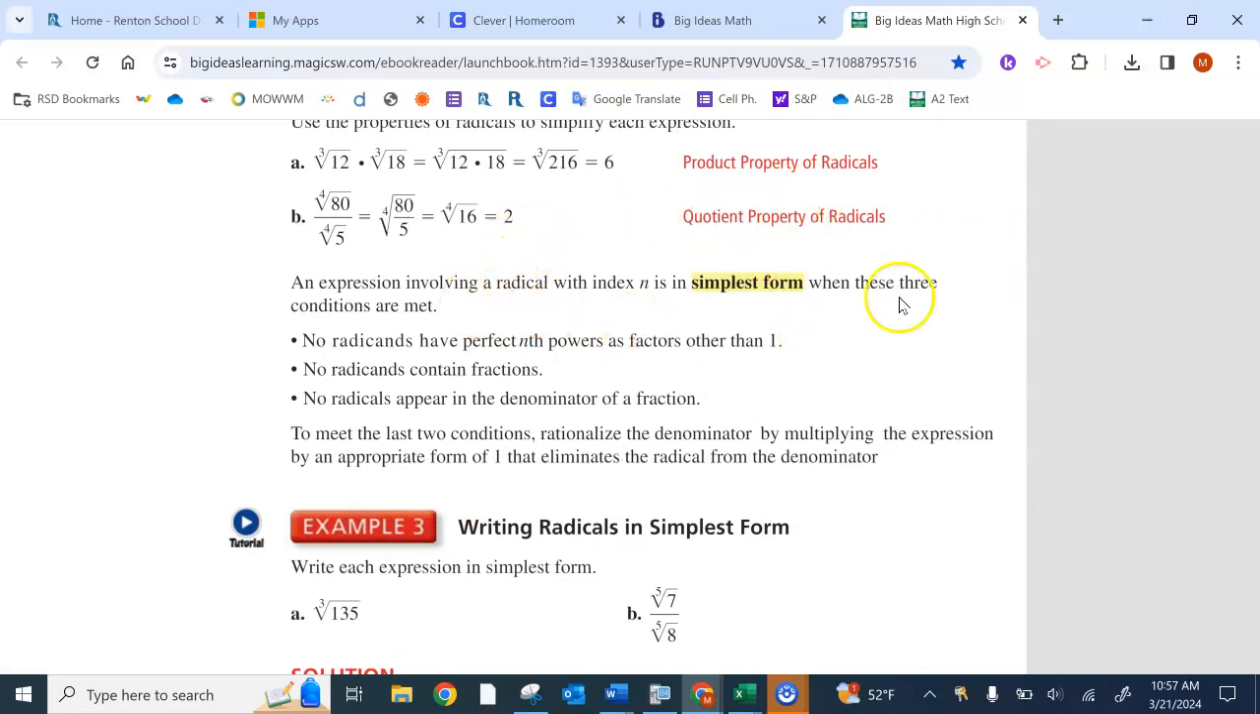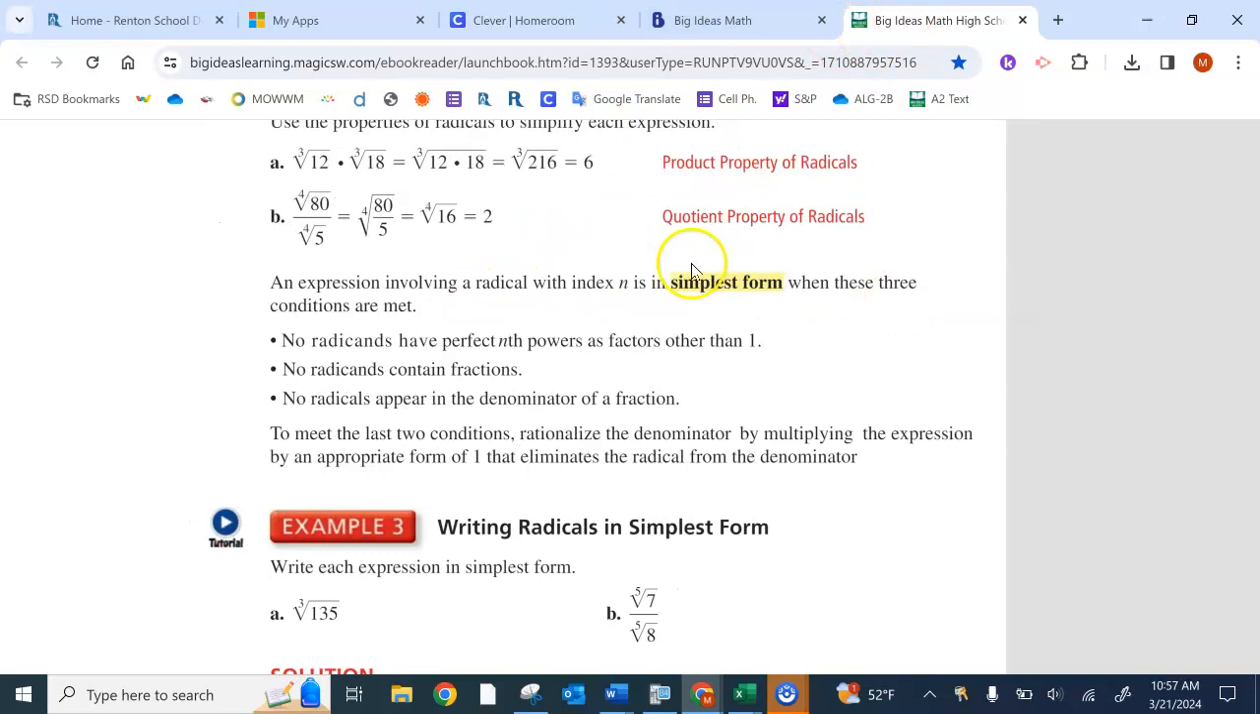Here's another very important concept: knowing when something is in simplest form, when you're dealing with a radical with an index n. There are 3 conditions, very important to understand because these are going to be on tests and quizzes. It's going to say simplify, and you're going to have to make sure all these 3 are satisfied. So I'll let you read these.